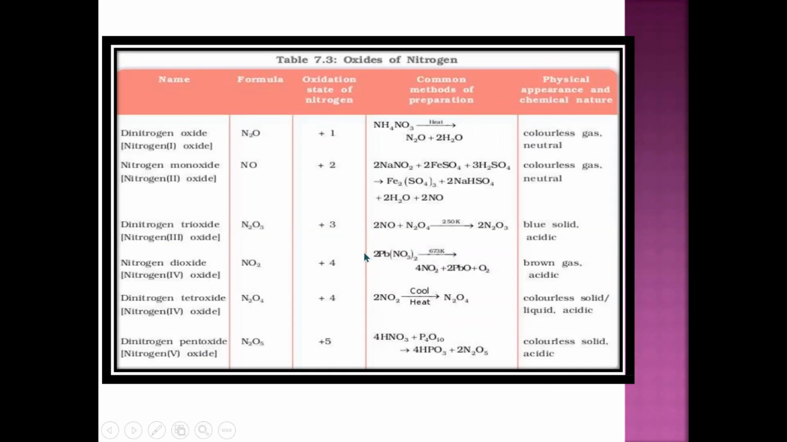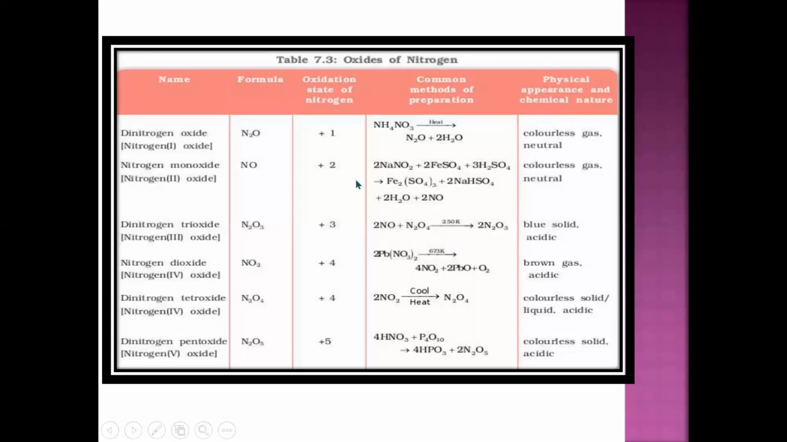See, these are the oxides of nitrogen in a table. I think this table is also there in your NCERT, so no need to take a screenshot. First, let us talk about N2O, dinitrogen oxide. The oxidation state of nitrogen will be +1. When we go to different oxides, the oxidation state of nitrogen will change, because of the increased number of oxygen and sometimes increased number of nitrogen and oxygen simultaneously. Their reaction is also given. Physical appearance is colorless gas and nature is neutral.